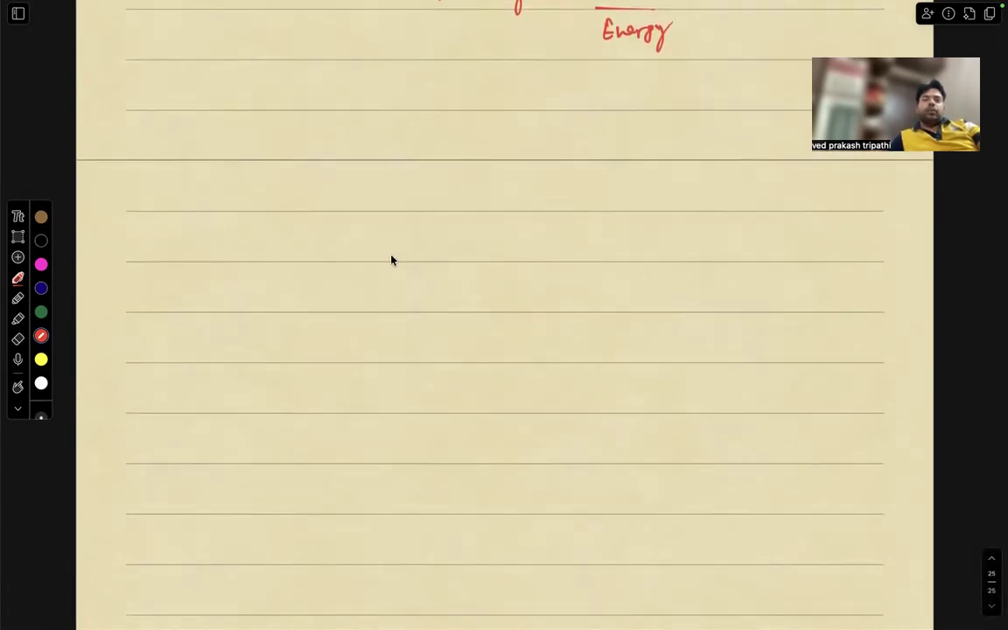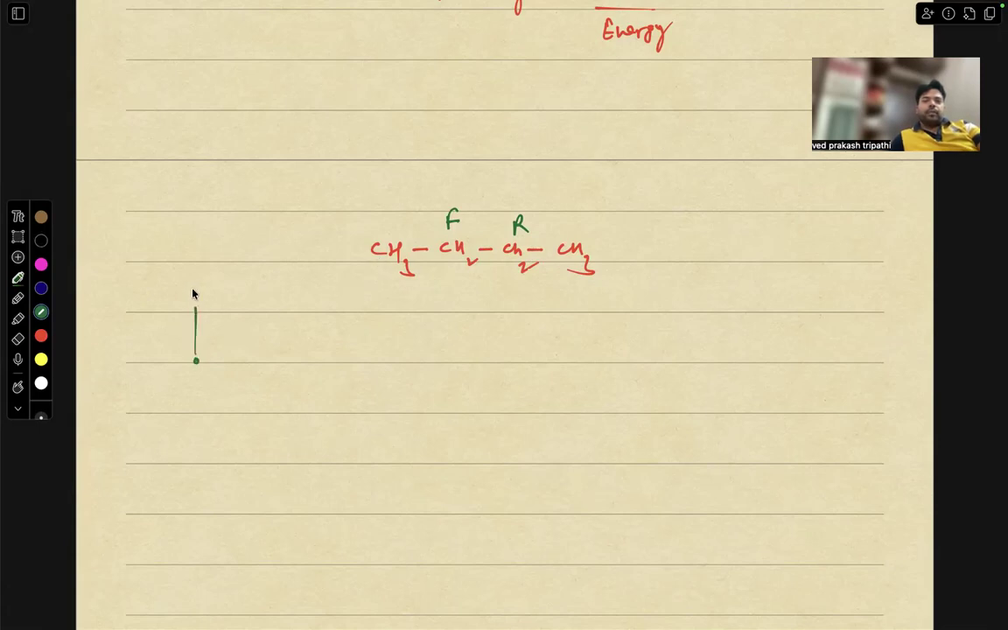Now the next one, we are going to talk about the butane molecule: CH3, CH2, CH2, CH3. Suppose this one is my front, this one is my rear. Front and rear are always adjacent to each other. Look at the front carbon: one bond is methyl and two are hydrogens. Now look at the rear carbon: one is methyl and two bonds are hydrogen.